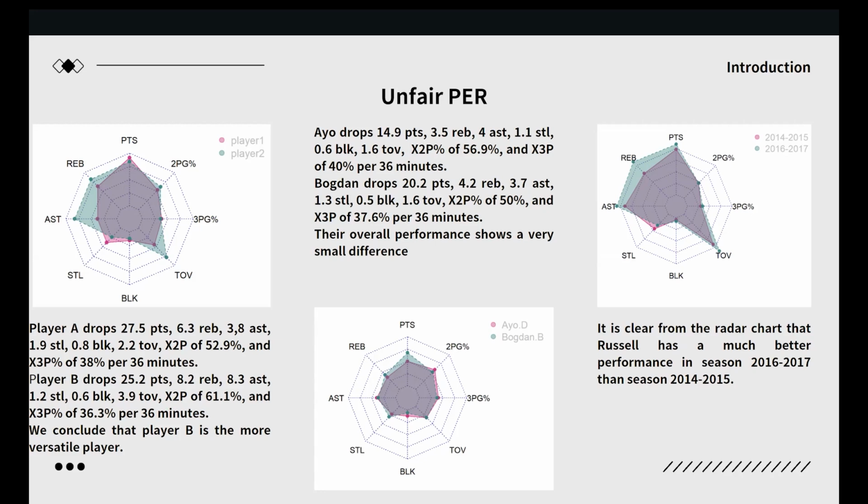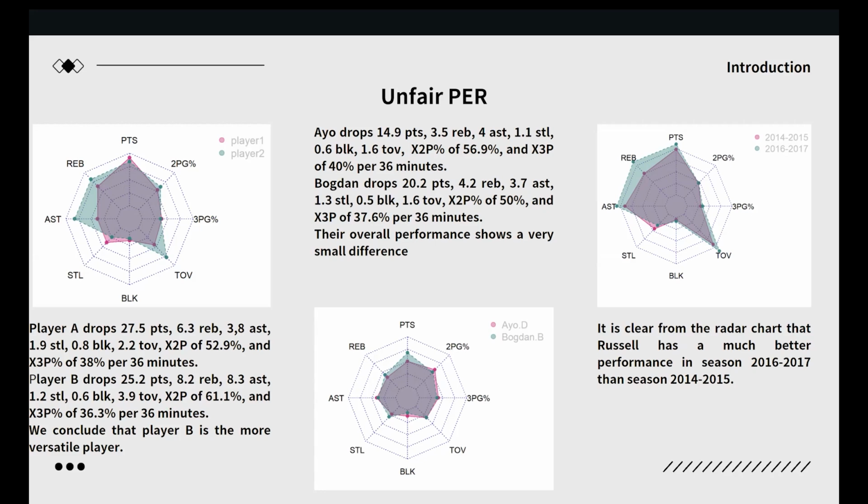You can see there's also only a slight difference between their stats, and such a small difference in basic stats is enough to result in a difference of 1.5 in PER. However, let's compare Russell Westbrook's performance in season 2014 to 2015 to that in season 2016 to 2017.